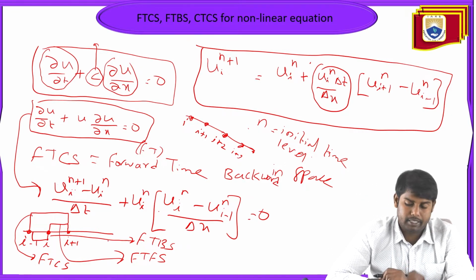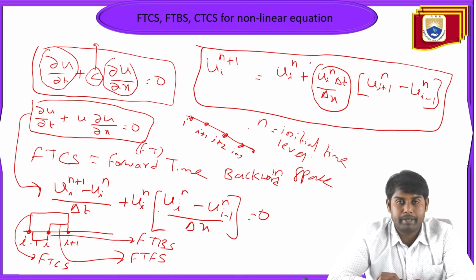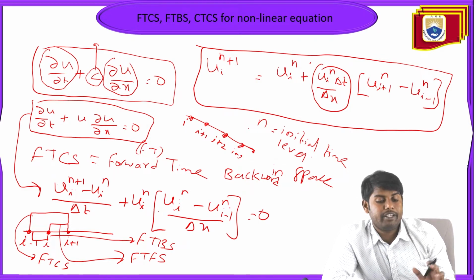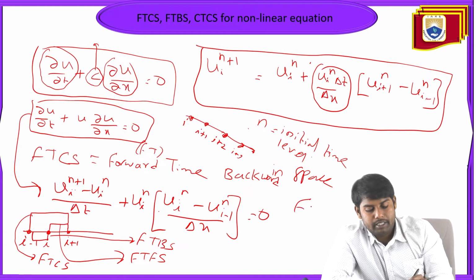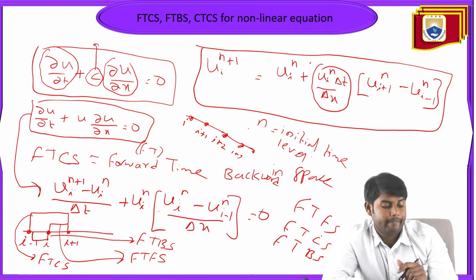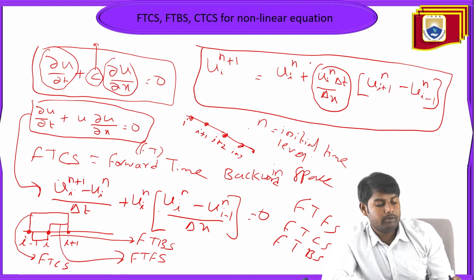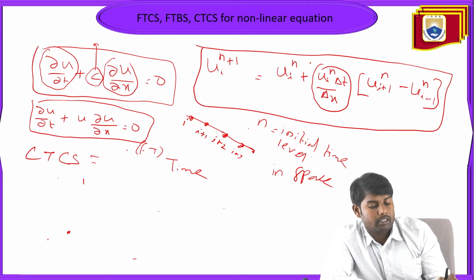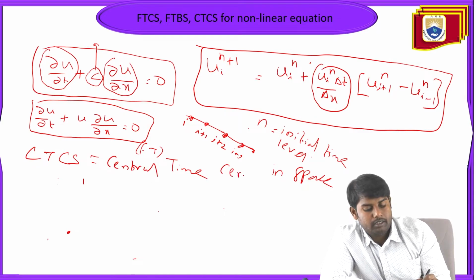Previously we had seen the i and i plus 1, i and i minus 1 terms for central in space. Now for backward in space, we are using i and i minus 1. So the terms are FTFS, FTCS, FTBS. FT is forward in time, FS forward in space, CS central in space, BS backward in space. The first term will be the same, but in the second term, the dou u by dou x term is changing. Okay, so now let us go to CTCS, central in time, central in space.